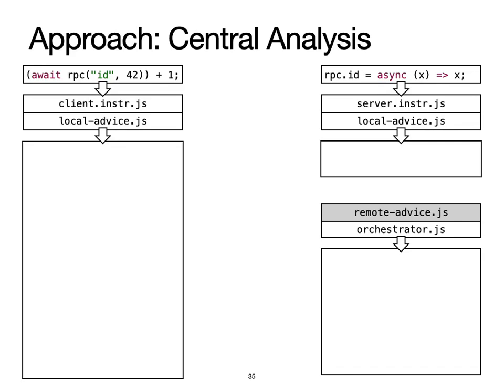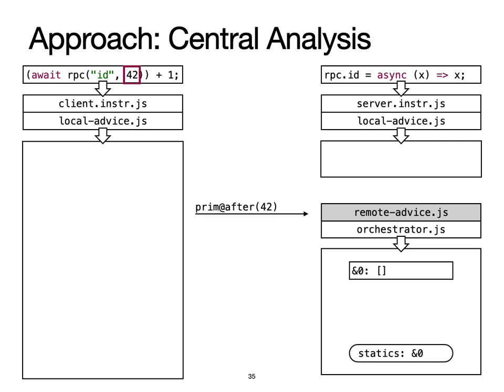In this second setup, there is still an advice present on the client and the server, but it is no longer written by the user. Now, there is only one array of static values, which is located in the analysis process. After evaluating 42, the client requests the analysis to advise the primitive at after join point. The analysis allocates a handle, registers it as static, and returns its address.